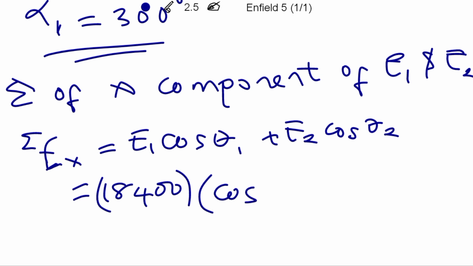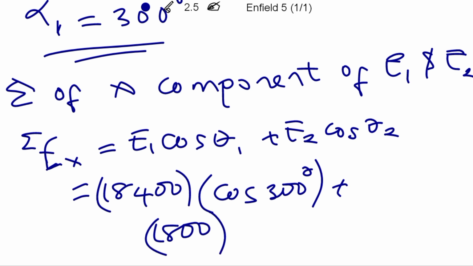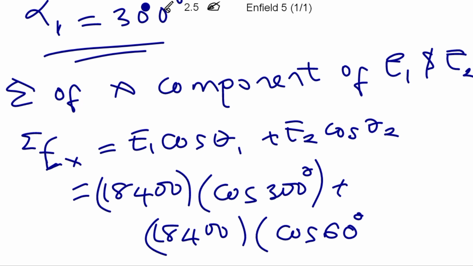theta 1, which is the same thing as alpha 1, which is 300 degrees. Likewise, E2 is the same, 8400, times cosine of the angle, remember 60 degrees for alpha 2. So what we need to do here is to keep solving.